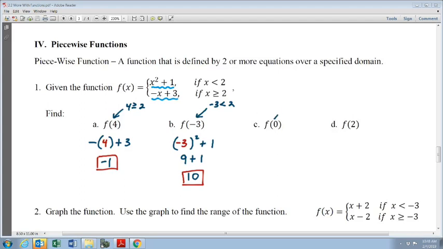Alright, for f of 0, notice 0 is less than 2, so we're going to use the upper piece. So we're going to square our input and add 1. So our input here is 0. We're going to get 0 plus 1, which is 1.